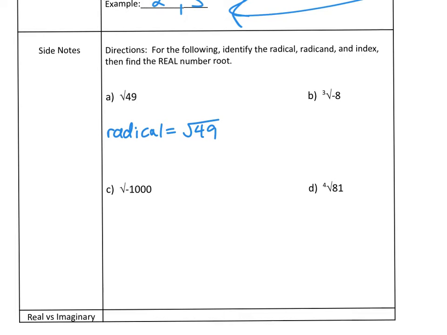What about the radicand? 49. So that's just what's underneath. And the index, 2. Okay, then it says to find the real number root.